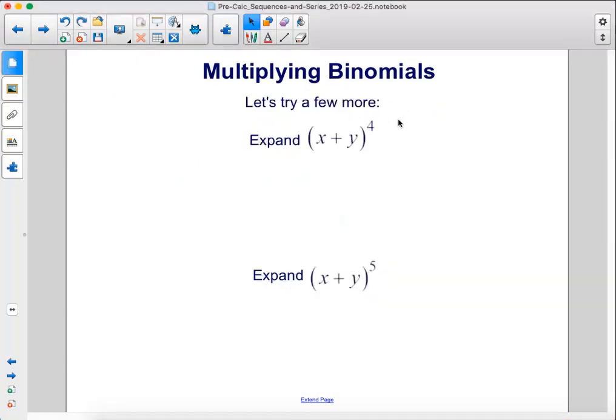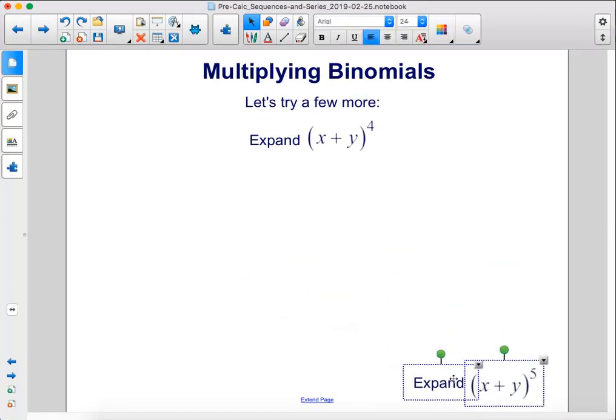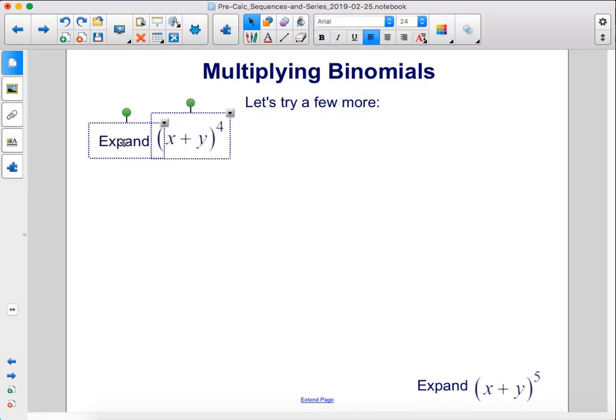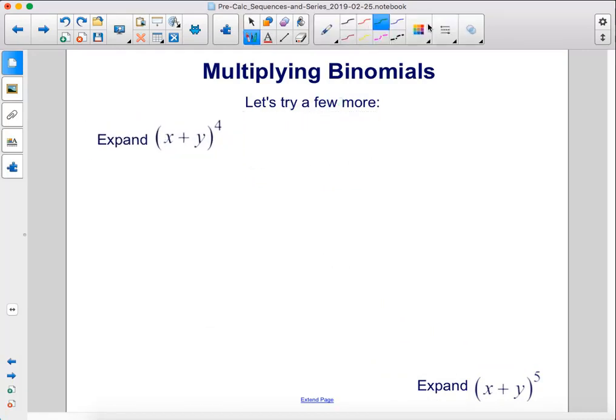Let's try a few more. Expand x plus y to the fourth. I'm going to move this out of the way to make some room. We can get started by imagining this as x plus y times x plus y times x plus y times x plus y. So the first thing I'm going to do is just multiply this binomial by this binomial.